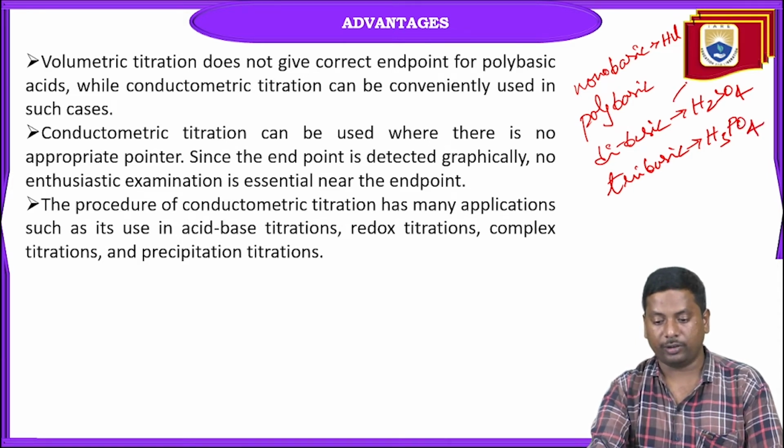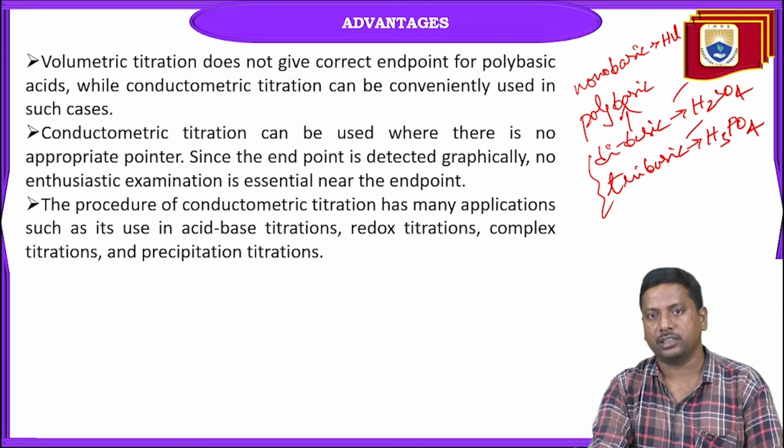So titrations with dibasic acids like sulfuric acid and tribasic acids like phosphoric acid, these two acids come under the category of polybasic acids. Even such polybasic acid titrations are highly impossible using classical methods of analysis, nothing but volumetric titration. But by using conductometry, titrations with polybasic acids like sulfuric acid and phosphoric acid are also possible with this type of instrument. Also, conductometric titrations can be used where there is no appropriate indicator. Since the endpoint is detected graphically, no examination is essential near the endpoint.